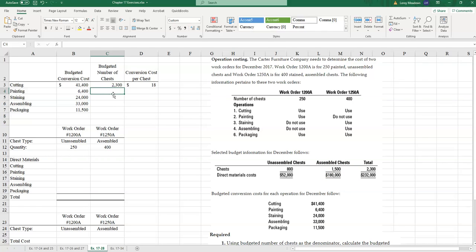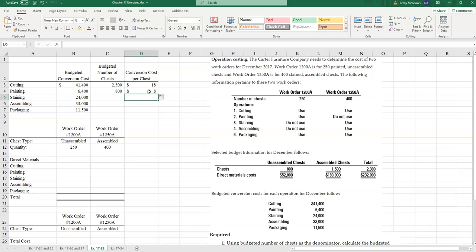So I'm going to take that 6,400 and divide that by the number of chests going through, which is 800. And when I do that, I will get a cost of $8 per chest for that operation. So again, remember, these are different operations. So not every chest will go through this operation, but for the chests that do, they will incur a cost of $8 per chest.